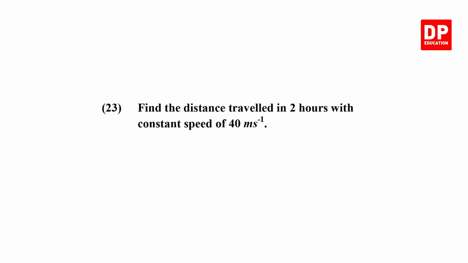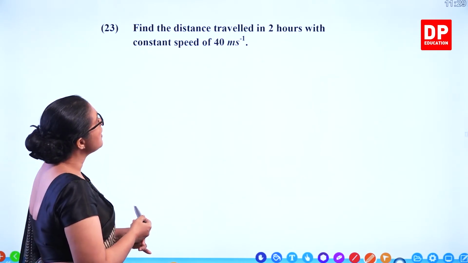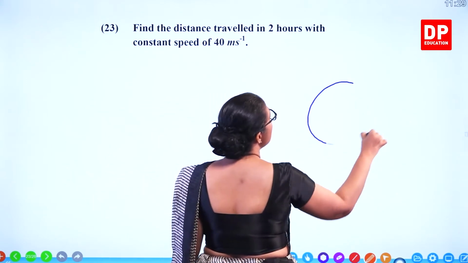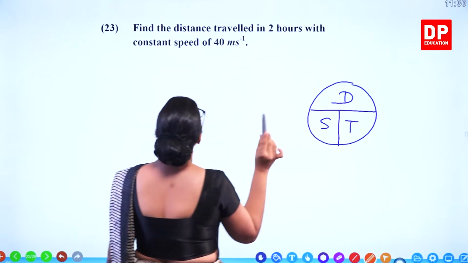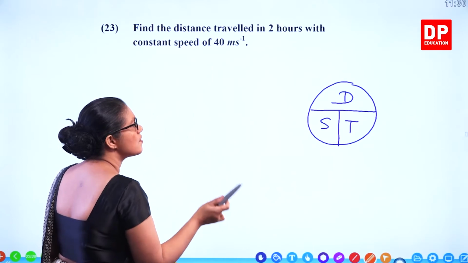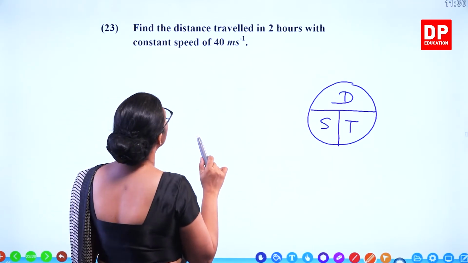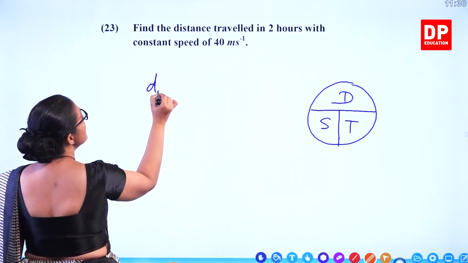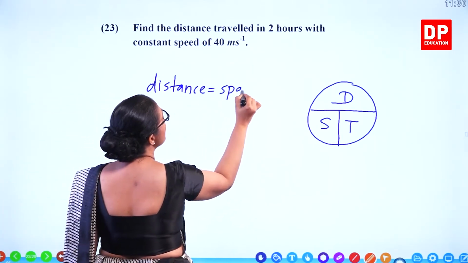Question number 23. Find the distance travelled in 2 hours with constant speed 40 meters per second. So what's the relationship between distance, speed and time? Distance is speed into time. Speed is distance divided by time. Time is distance divided by speed. The time is given, so you are asked to find the distance. So distance is equal to speed into time.